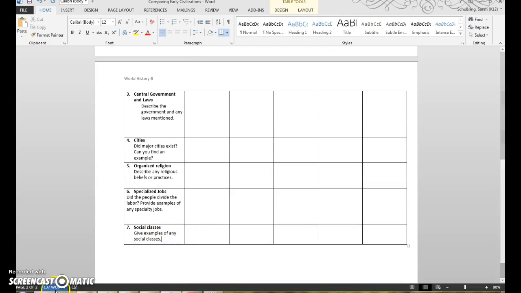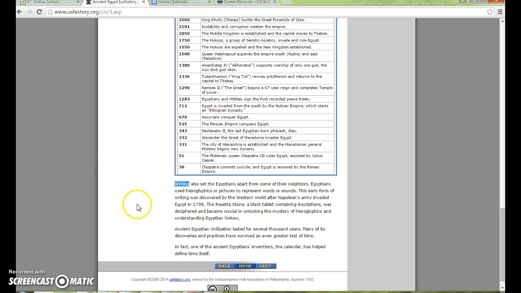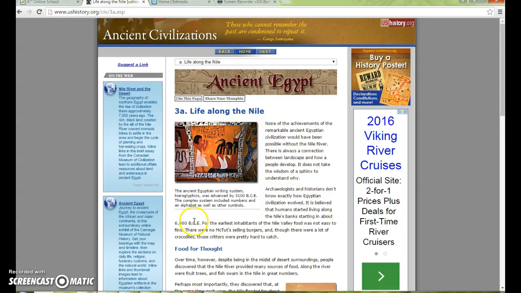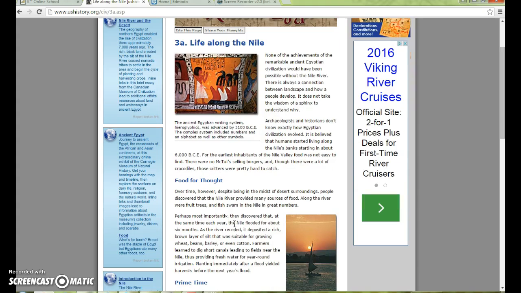The last one was social classes. So we might need to dig in a little bit further into social classes. Now if you click the next button, it will take you to more information about Egypt. So it talks about life along the Nile.